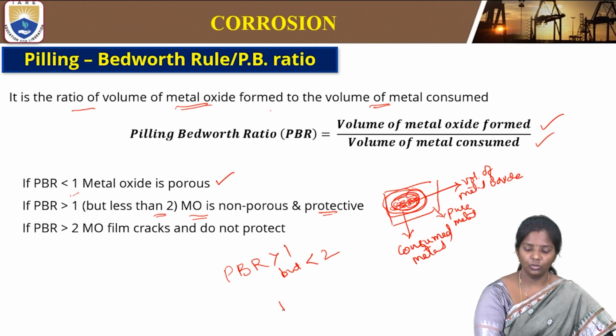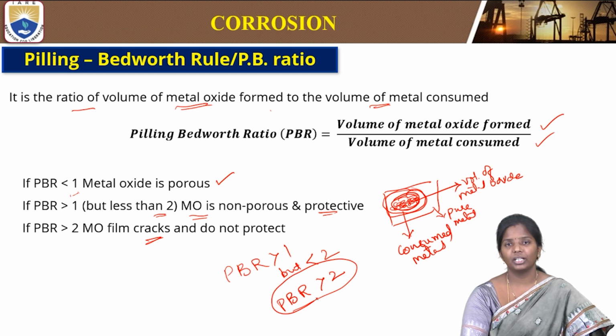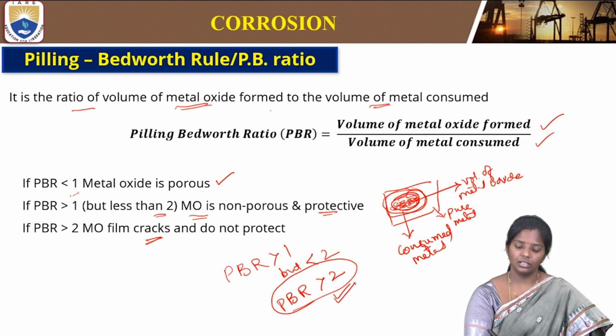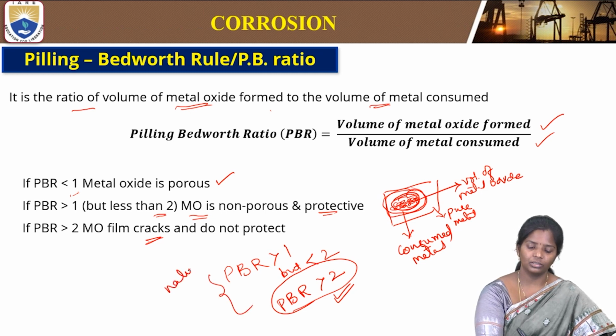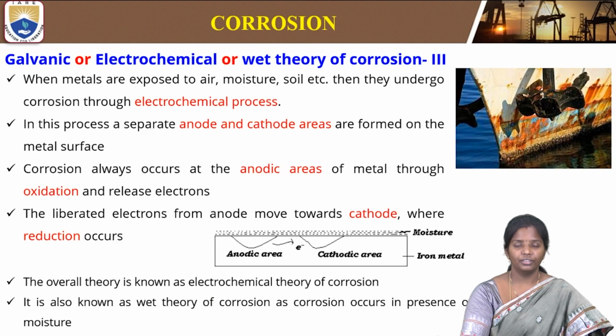If the PBR ratio is greater than 2, then it has some cracks and does not protect. So depending on this, for bench experiments, before applying that metal to any large scale applications, we should take these ratios into consideration so that we can understand the nature of the metal oxide, and then vary the material and go for the applications. With that, we have completed the second theory of corrosion.